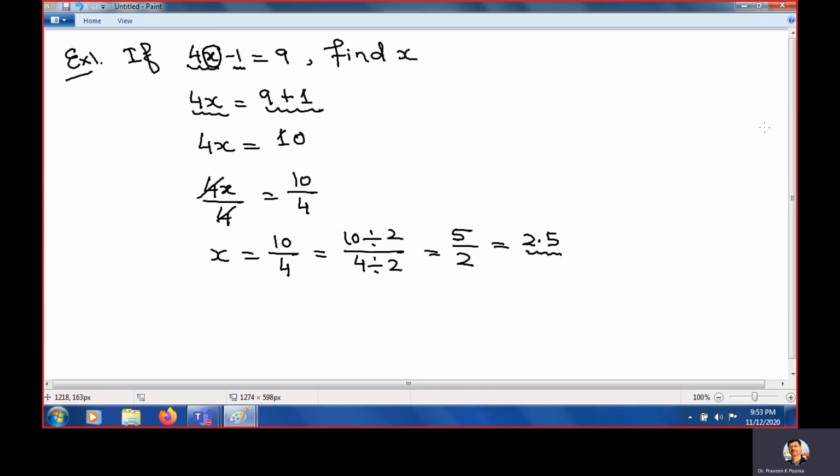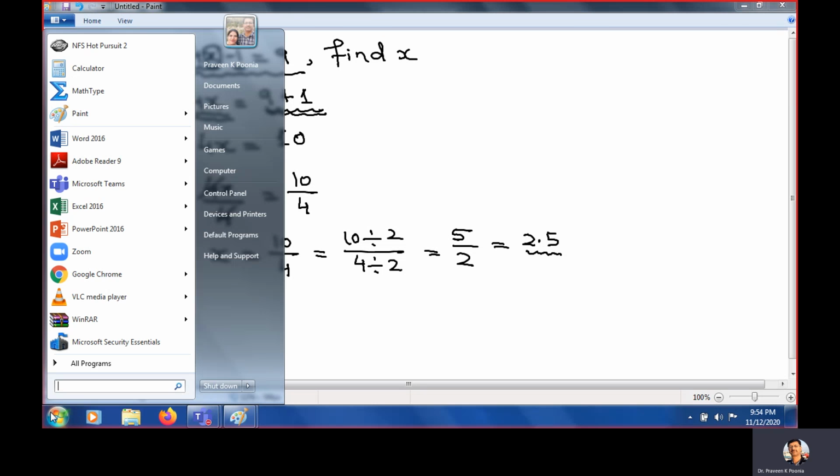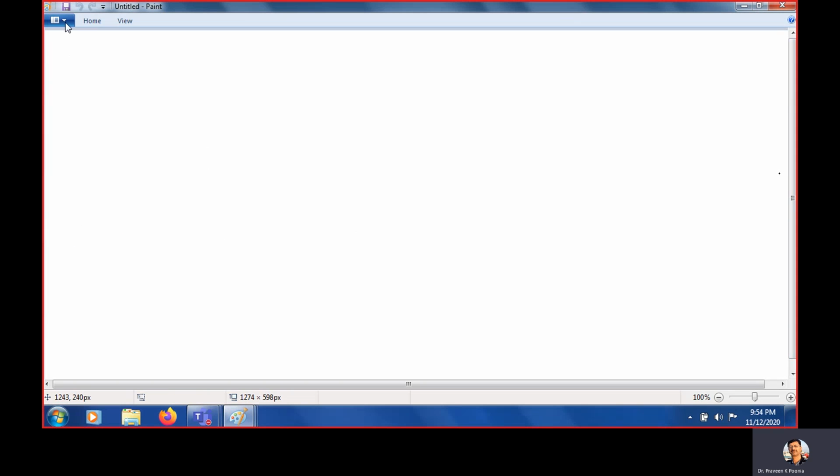While solving questions, there are two things you need to remember. You need to check whether the equation is a linear equation, meaning only x is written. If only x is written, collect all x terms on one side and all constant terms on the other side. Simplify, divide by the coefficient and you will get the solution. This is example number 1. Now, example number 2.